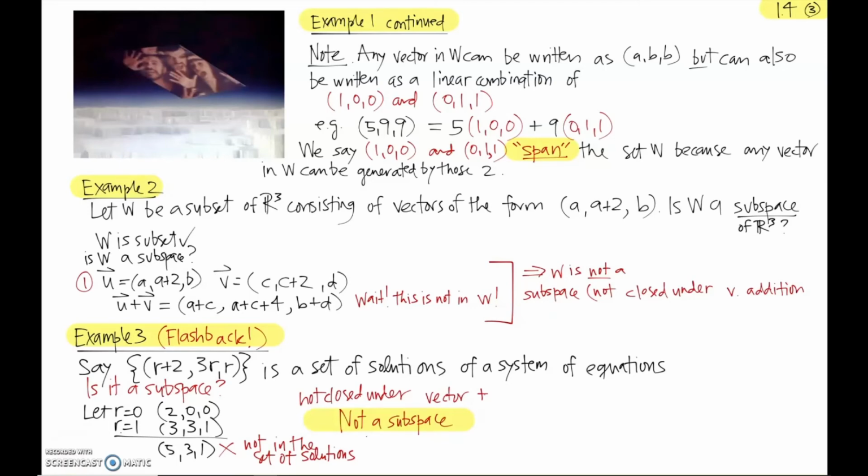Okay. So before we move on to our last example, so far what we have is example 1 was a proof of something that was a subspace. Example 2, we were trying to see if something was a subspace, and it turned out that it wasn't. Example 3 was a set of solutions to a system of equations, and we were asking, is that a subspace? And it turned out to be not a subspace.